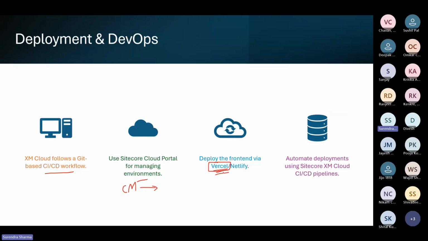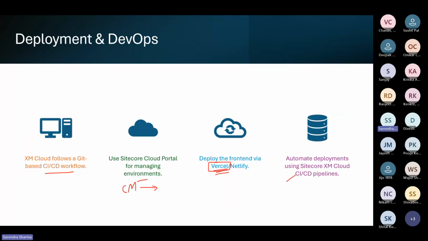It will ask for some environment variables, for example, where is your CM environment, and what's the URL of your GraphQL Edge. All those things we have to provide, and once you provide them, then yeah, we can deploy onto Vercel, which is very simple actually.